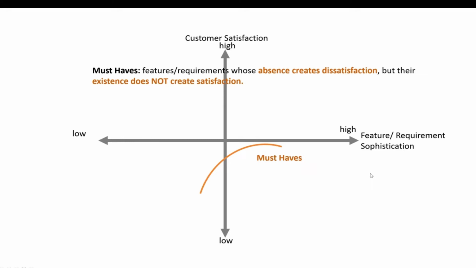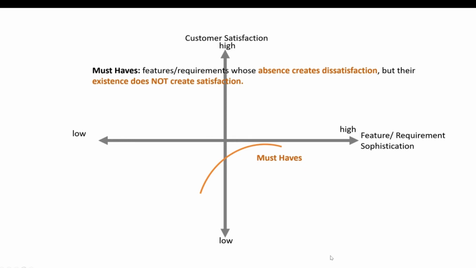The first category of customer requirements are called must-haves. Must-haves are features and or requirements whose absence creates dissatisfaction, but their existence does not create any satisfaction either. Within a car analogy, think of it as a wheel or a brake. If a car has wheels on it or a brake, you don't become satisfied. You expect it to be there. However, if it doesn't, you're likely to be very dissatisfied and angry because it can cost you your life.